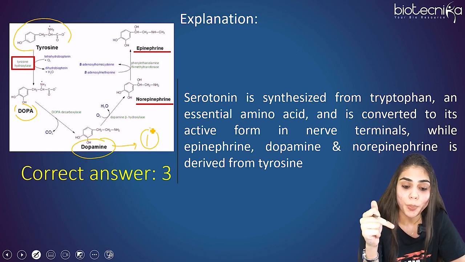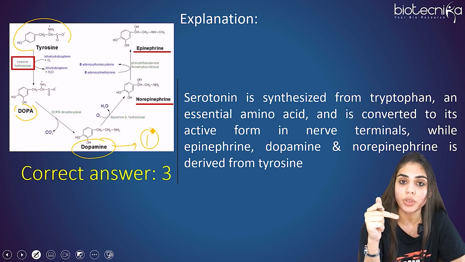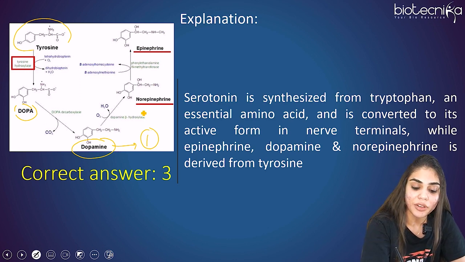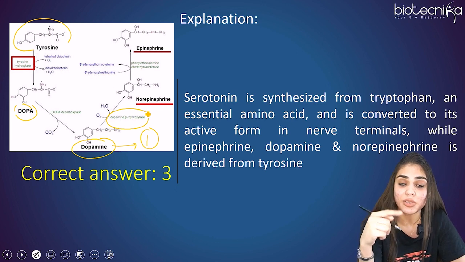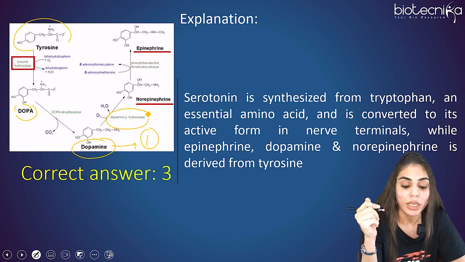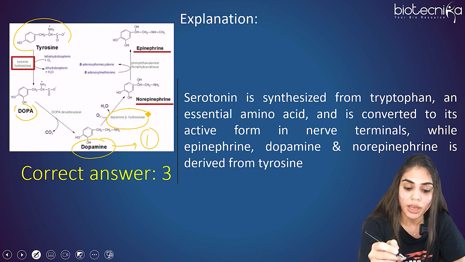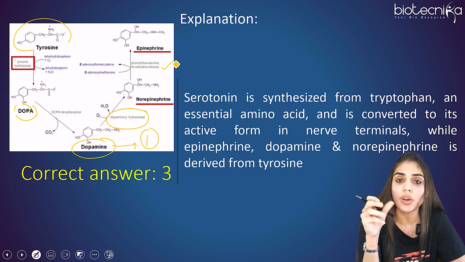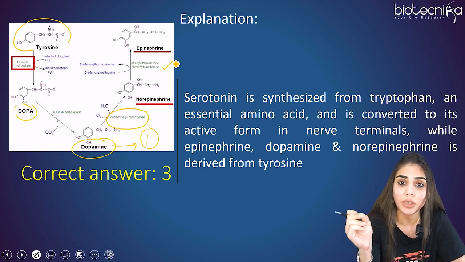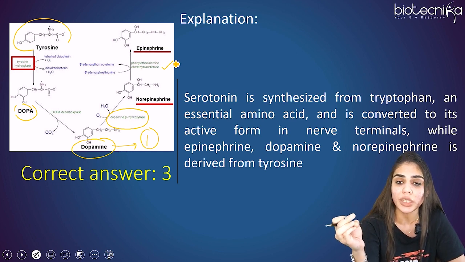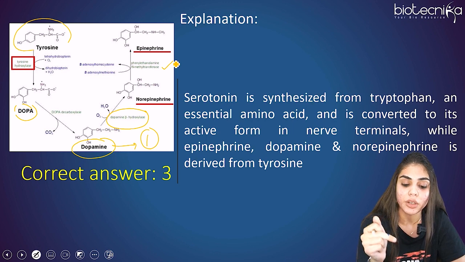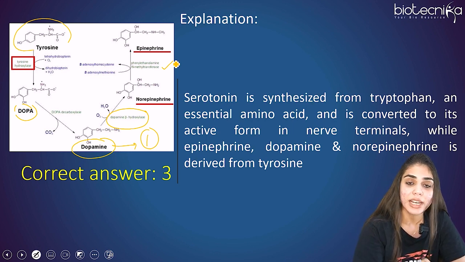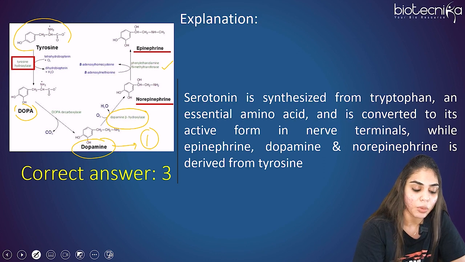But what happens if dopamine is metabolized in the presence of dopamine beta hydroxylase? A second hydroxylation reaction takes place, resulting in the formation of norepinephrine. And when this norepinephrine undergoes another reaction by phenylethanolamine N-methyltransferase, a methyl group is transferred and norepinephrine is converted to epinephrine. Overall, this single amino acid tyrosine is responsible for the synthesis of 3 different neurotransmitters: dopamine, norepinephrine as well as epinephrine. So let's come back to the question and see what it is asking about.